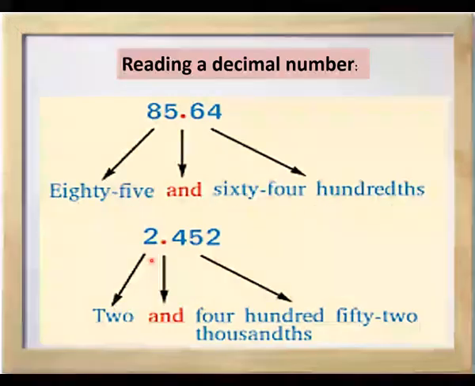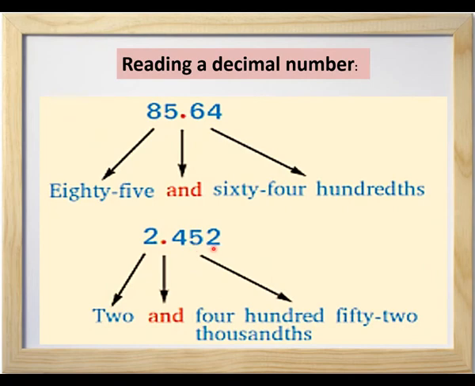The second number is 2.452. The second way of reading this number is 2 and 452 thousandths. Since 4 is in the tenths place, 5 is in the hundredths place, and 2 is in the thousandths place. Did you all understand, children? Is it clear?